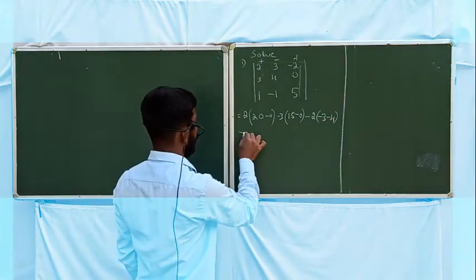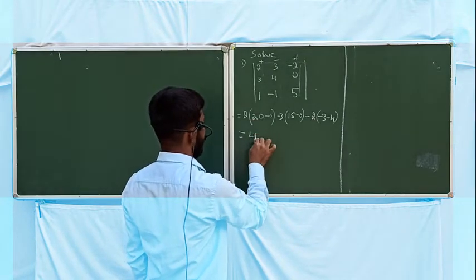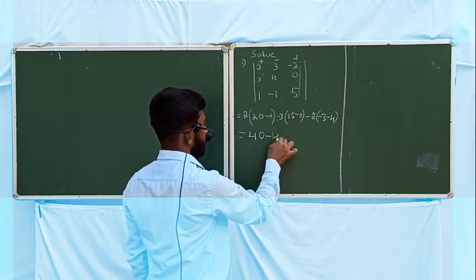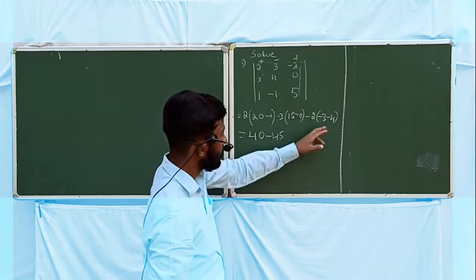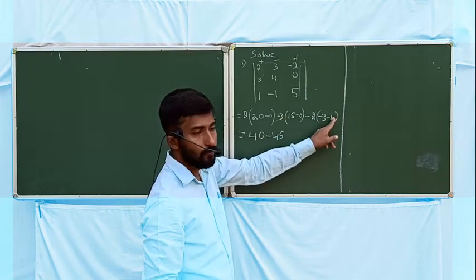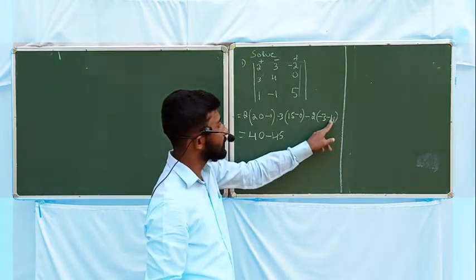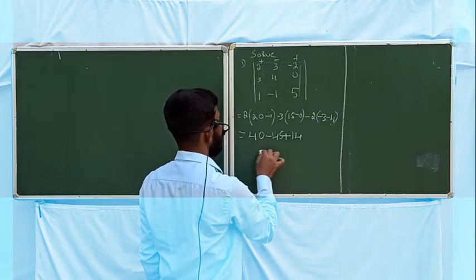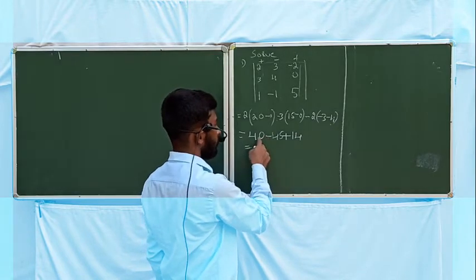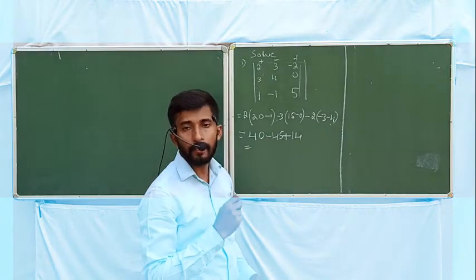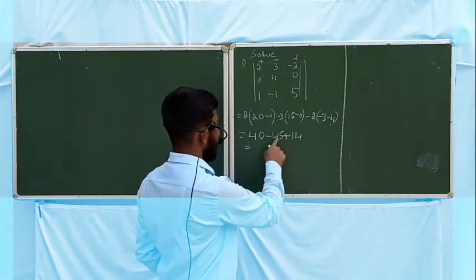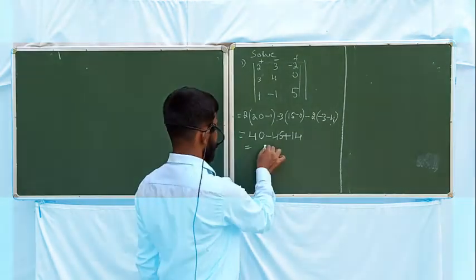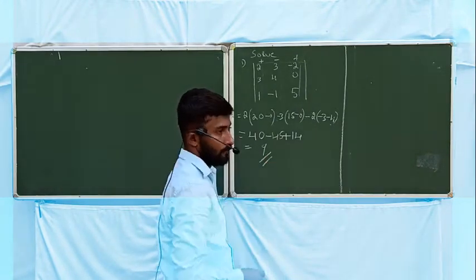Now simplify. 20 into 2, it's equal to 40. 15 into minus 3, minus 45. Here see, minus 3, minus 4, minus 7. Minus 7 into minus 2, it's equal to 14. The next step, see, 40 minus 45, minus 5 is remaining. Minus 5 plus 14. Answer is equal to 9.